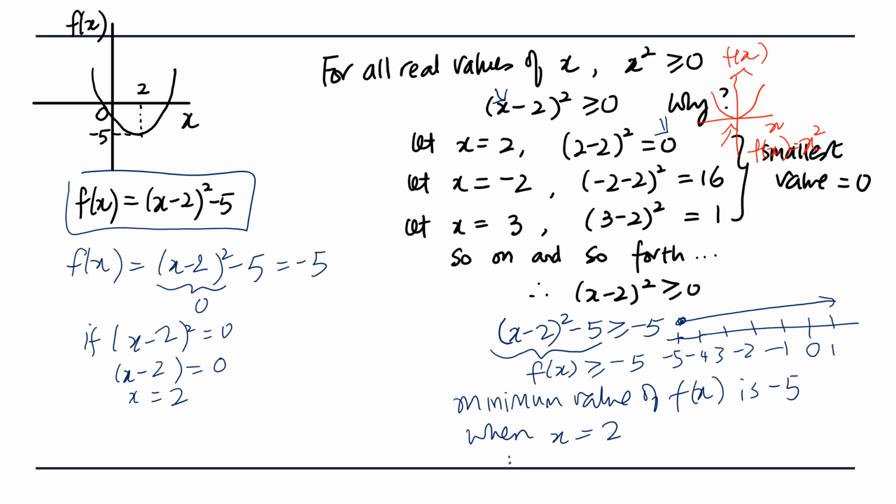So from there, how do we translate it to your minimum point? So therefore, your minimum point will be (2, negative 5).